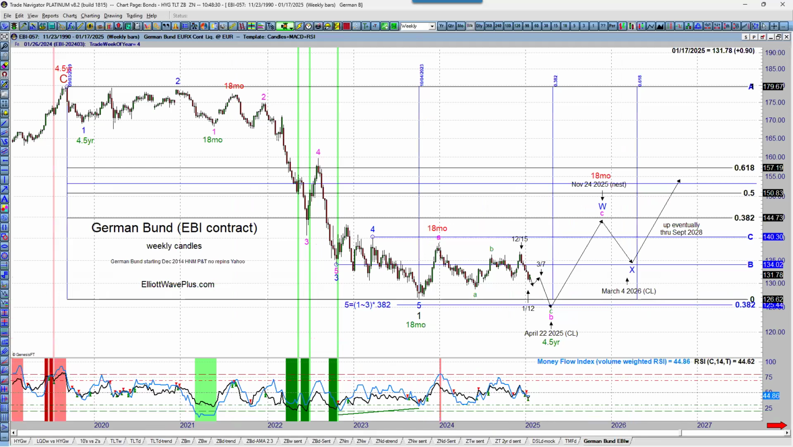And then finally, I've been showing the German Bund. And I don't think the bottom on German Bund is due until April still. Okay.